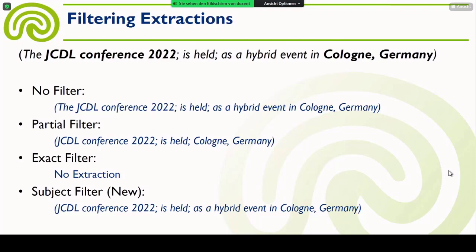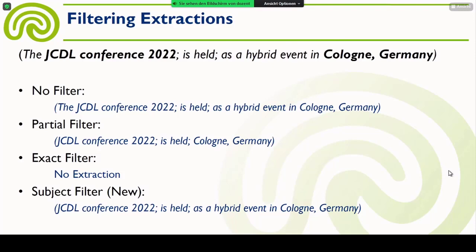The exact filter means that the whole subject phrase must be matched against one entity and the whole object phrase must be matched against one entity. This can work if your phrases are short, but if you have such a large phrase, like in this example, we have no extraction. Bad. And what we developed new for this paper was a so-called subject filter. In practice, you often see sentences like, Albert Einstein won a Nobel Prize in physics, and so on.